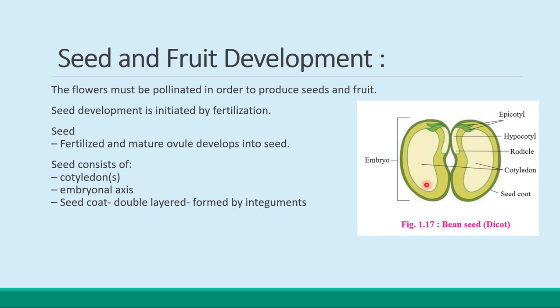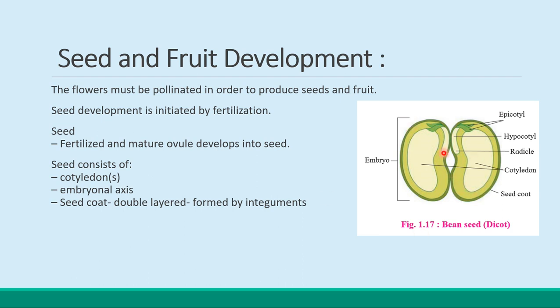During germination, of course, there is a need for oxygen and the main essential part, water. So to facilitate the entry of water and oxygen, the micropyle remains as a small pore in the seed coat, which facilitates the entry of oxygen and water into the seed during germination.